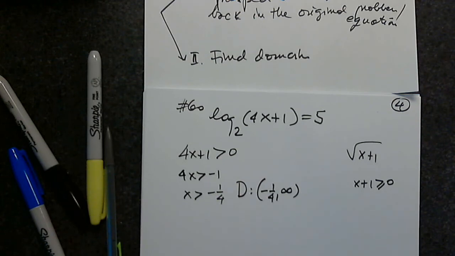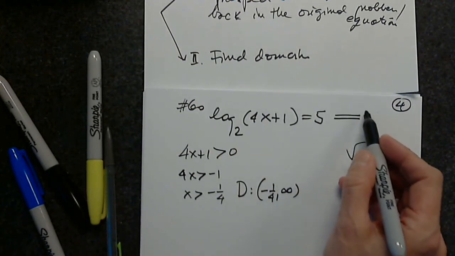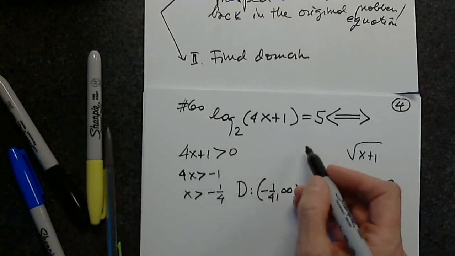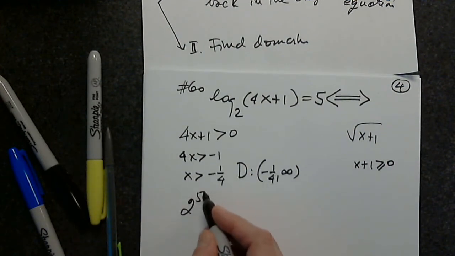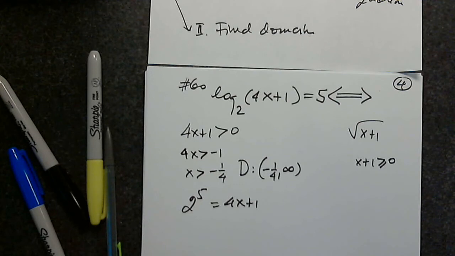So if I find a solution that is negative 10, I will not have to go back to the original problem. What will I conclude? It's not possible. It's not a solution. What if I find a solution that is positive 3? I don't have to go back because I know it's right. Okay? So I don't know how to solve this, but I know it can be replaced by an exponential equation. Base raised to the 5th power is this. So 2 raised to the 5th equals 4x plus 1. How much is 2 to the 5th?